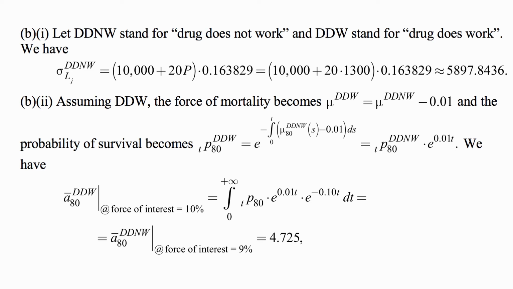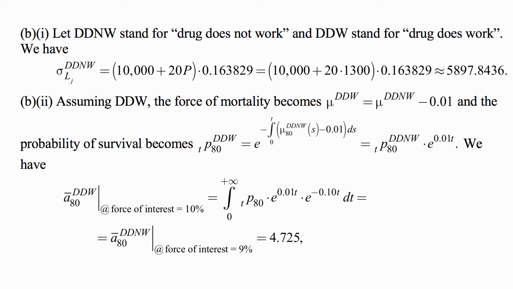Assuming DDW, the force of mortality becomes the previous force minus 0.01, and the probability of survival becomes e to the 0.01t times the previous probability of survival, from the calculation of the probability of survival as e to the minus integral of the force. So we have now that a bar 80 DDW at force of interest equal to 10% becomes the integral from 0 to plus infinity of tp80 times e to the 0.01t times e to the minus 0.10t dt.